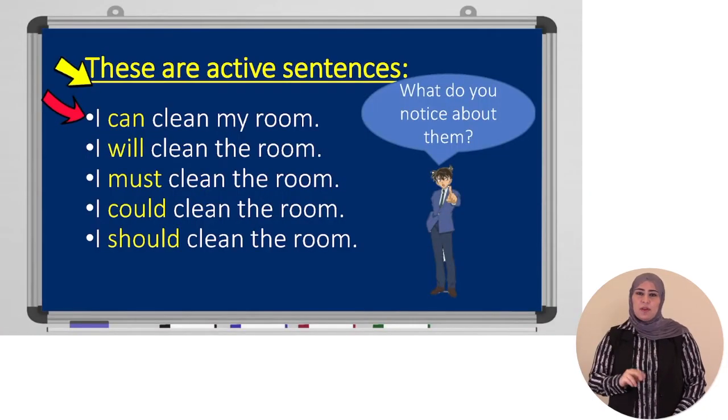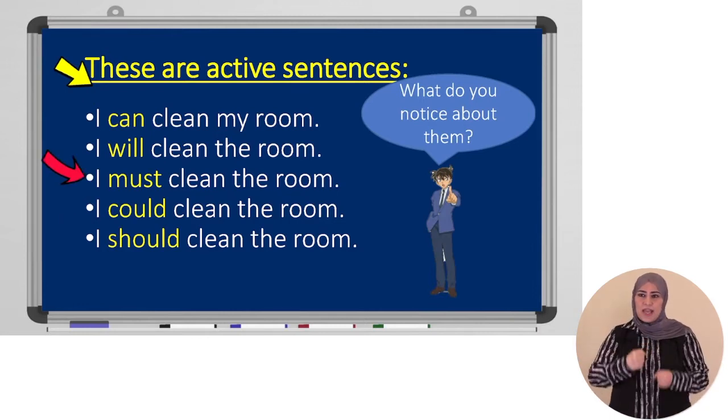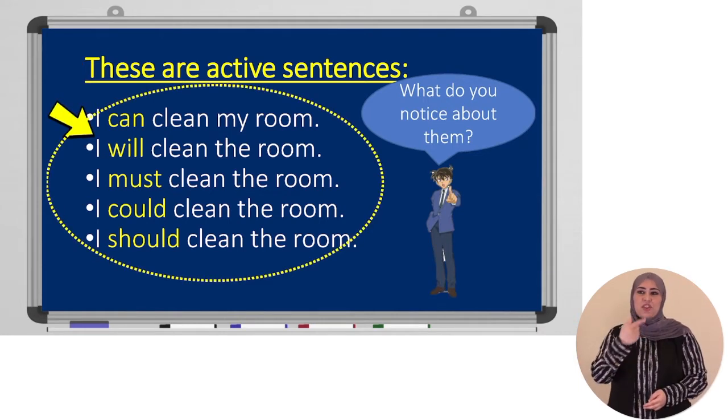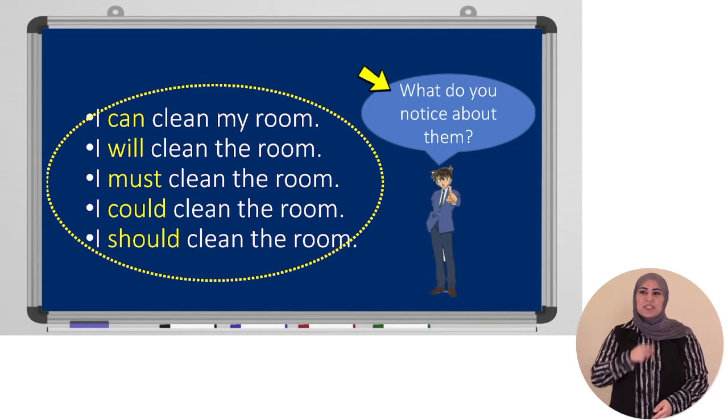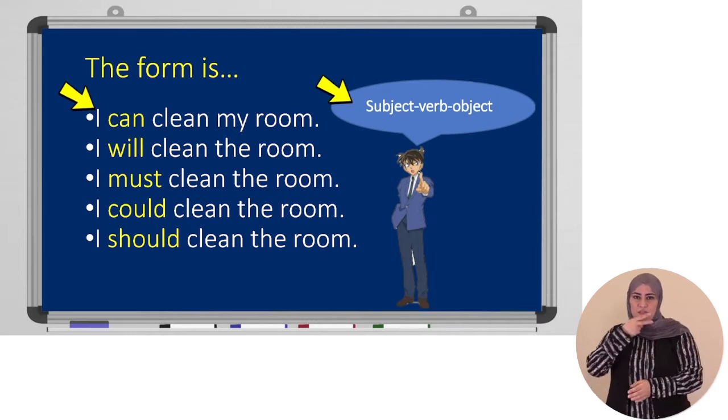Let's look at these sentences. I can clean my room. I will clean my room. I should clean my room. I must clean my room. I could clean my room. All of these sentences here are what? What do you notice about them? What do you notice about the order of the sentence? Well, exactly. They start with subject, verb, object. I can clean the room. Very, very easy. Now, the passive is different.